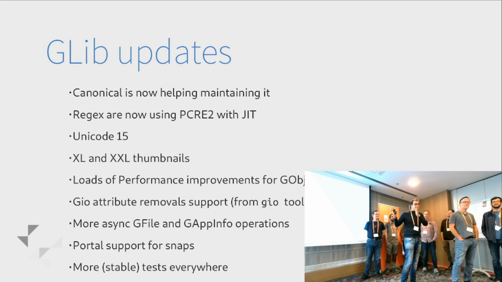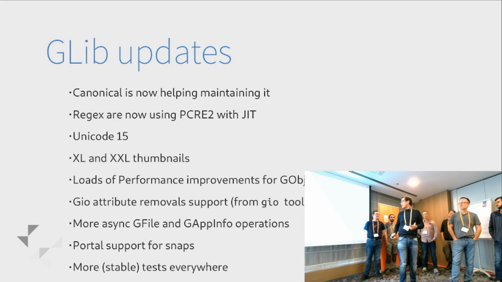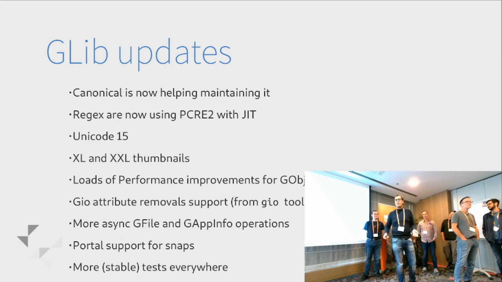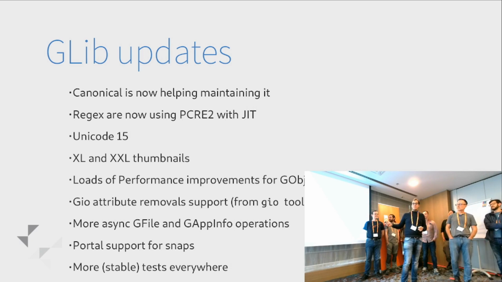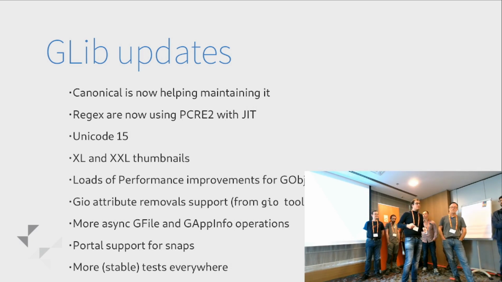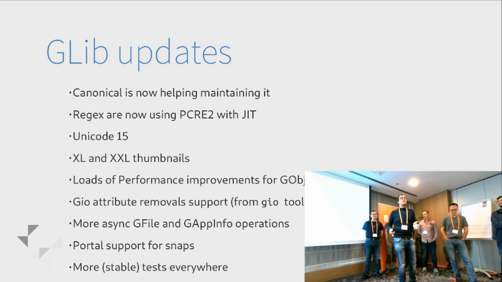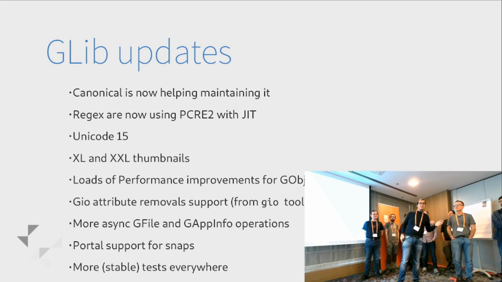Then, there's some more stuff on the GIO level. So GIO is basically the part of GLib which is doing the IO stuff, as you can imagine. So like attribute removal and controlling them. Plus, we have some GApplication and GFile improvements to fetch asynchronously the default applications for a specific URL or type, and those things were all done, but not really in a fully async way yet.